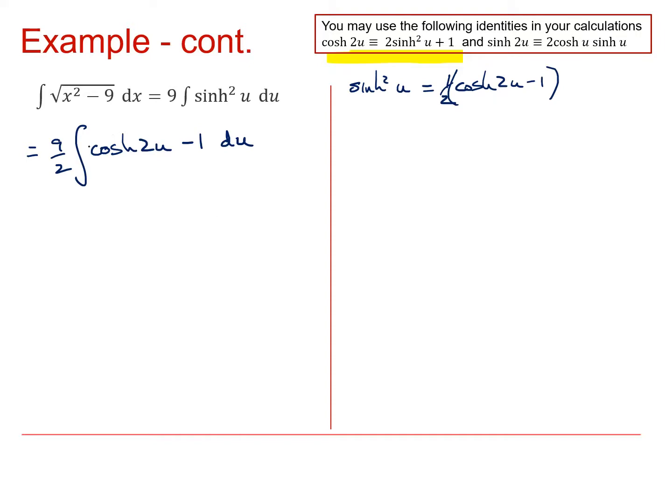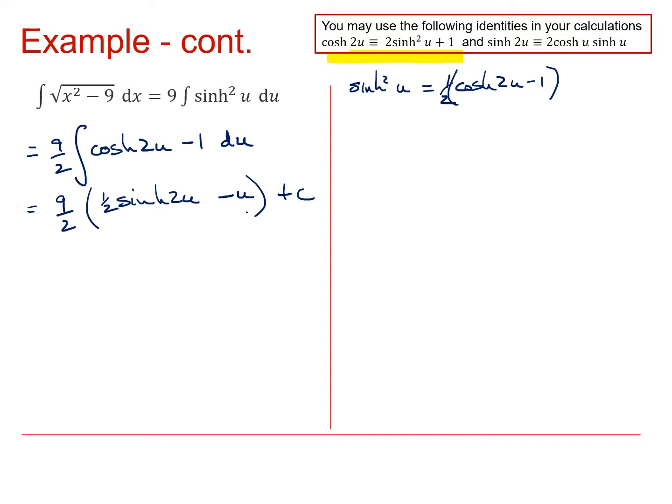Integrate cosh 2u, we're going to get sinh 2u, but remember there's a 2 here, so we're actually going to get a half sinh 2u. So I'm going to get 9 over 2 times a half sinh 2u minus u plus a constant.